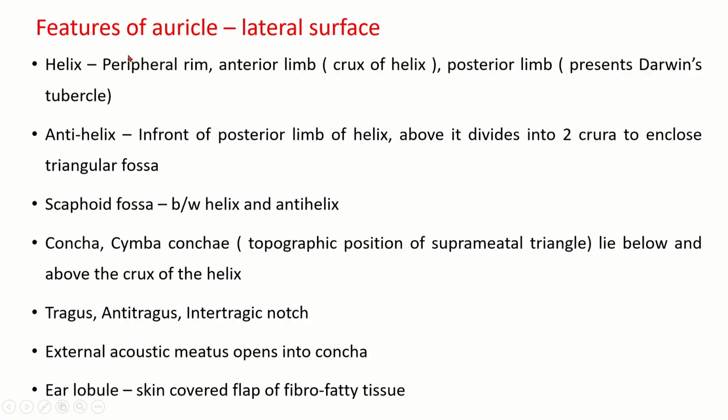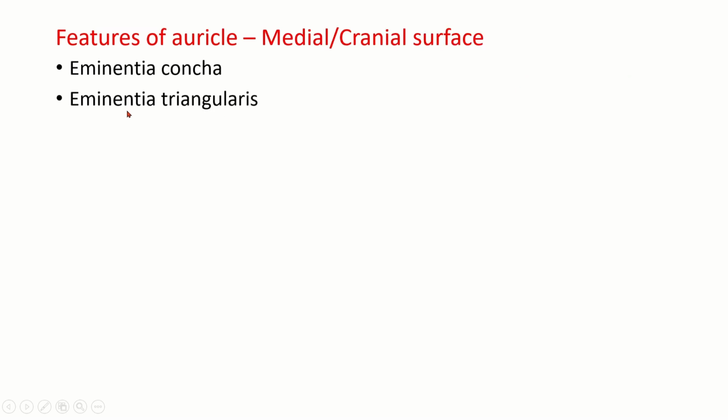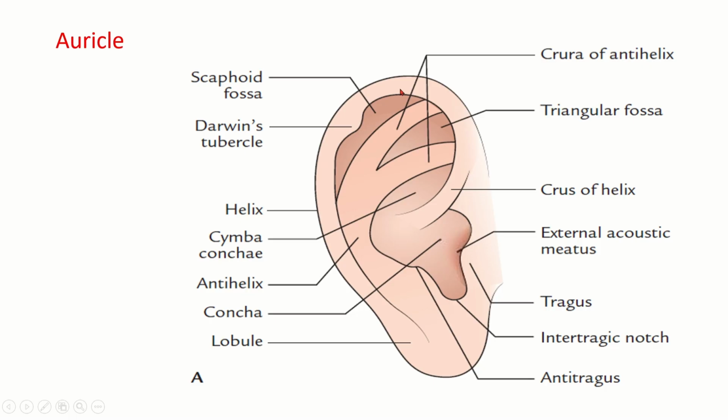If you see the main features from the lateral surface, there is a helix which forms the peripheral limb. The anterior limb is called the crux of the helix, and the posterior limb presents the Darwin's tubercle. You can see here, this is the anterior limb which is called the crux of the helix, and this is the posterior limb which presents a Darwin's tubercle.